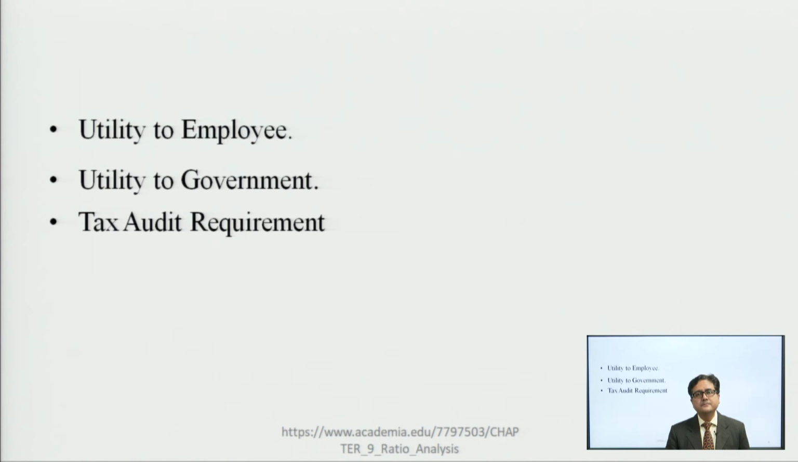Utility to the employee. Employees can also find out the position of the company with the help of ratio analysis. Government can use ratio analysis as a tool to understand the company's performance and compare it with other companies. And last is tax audit requirement. Tax people who are auditing, like the income tax person or CA, chartered accountant, audit the things, and it is important for them to find out the company's policy and implementation of good policy in the company with the help of ratio analysis.